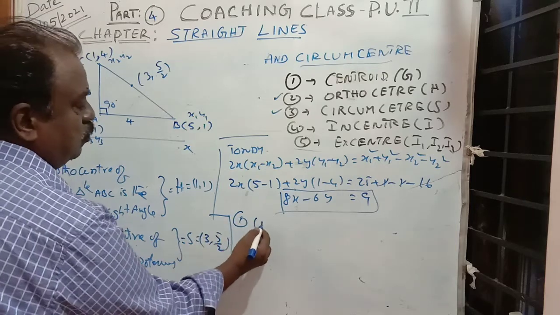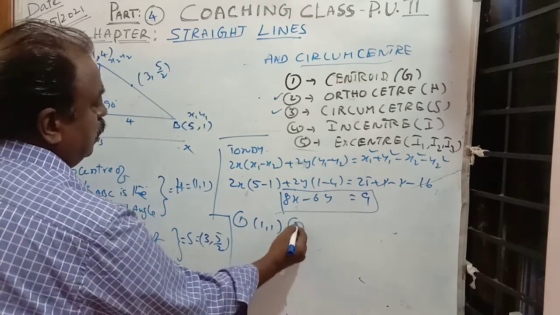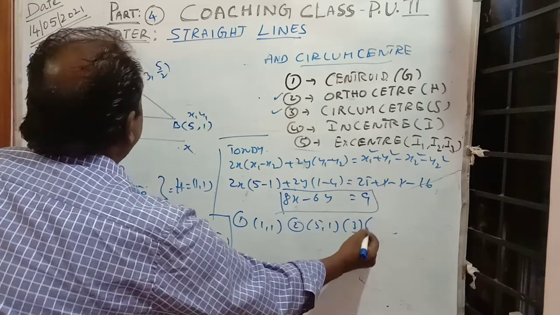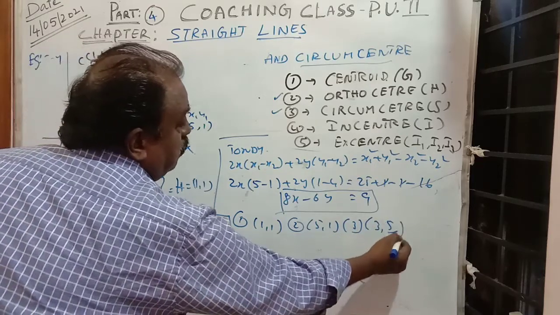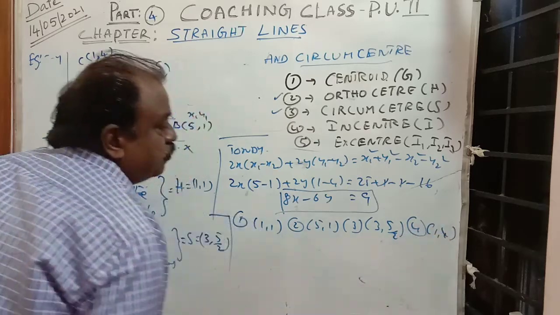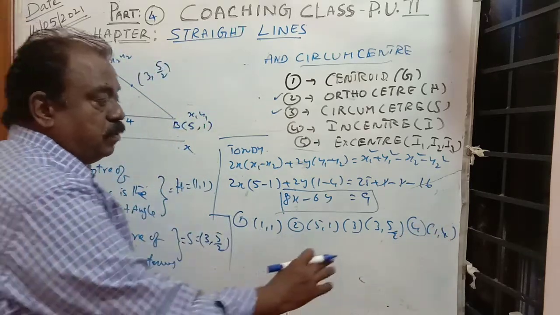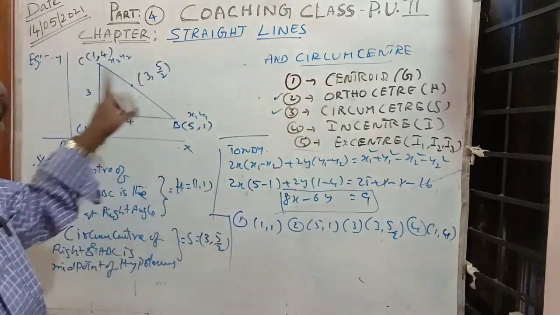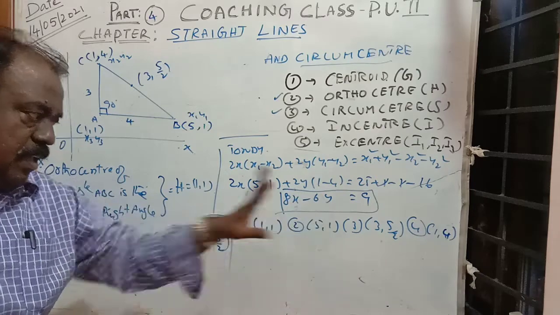First option say 1, 1. Second option is 5, 1. Third option is say 3, 5 by 2. Fourth is some 1, 4. Okay? It is 1, 4. The 3 vertices and the midpoint are also given. That is the correct answer.